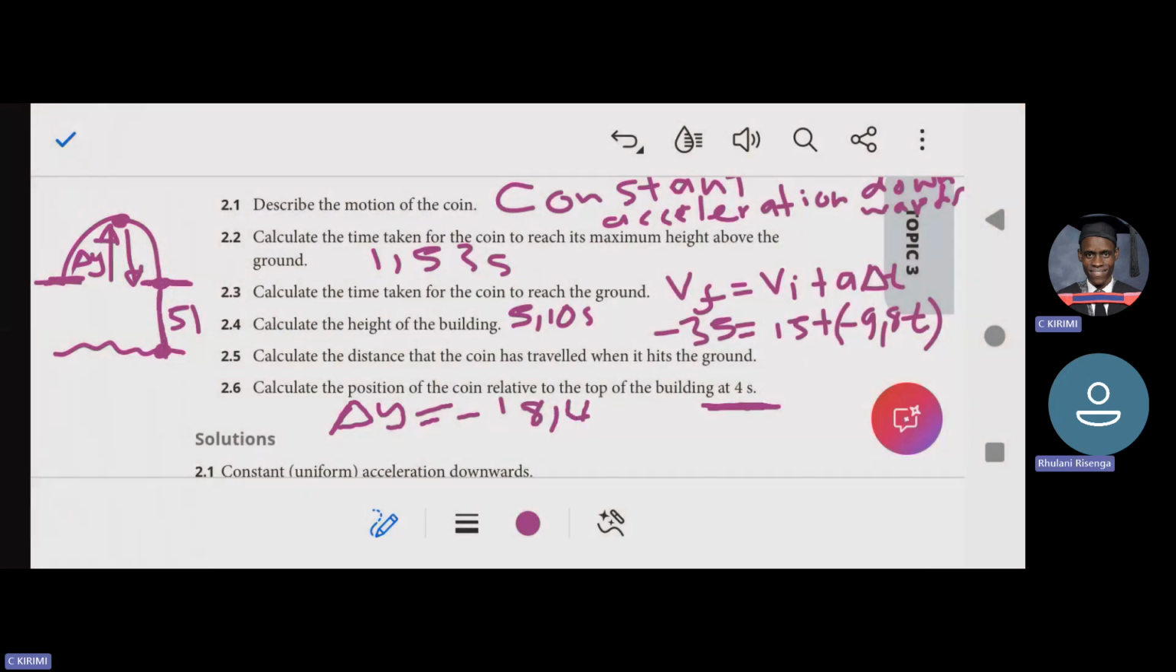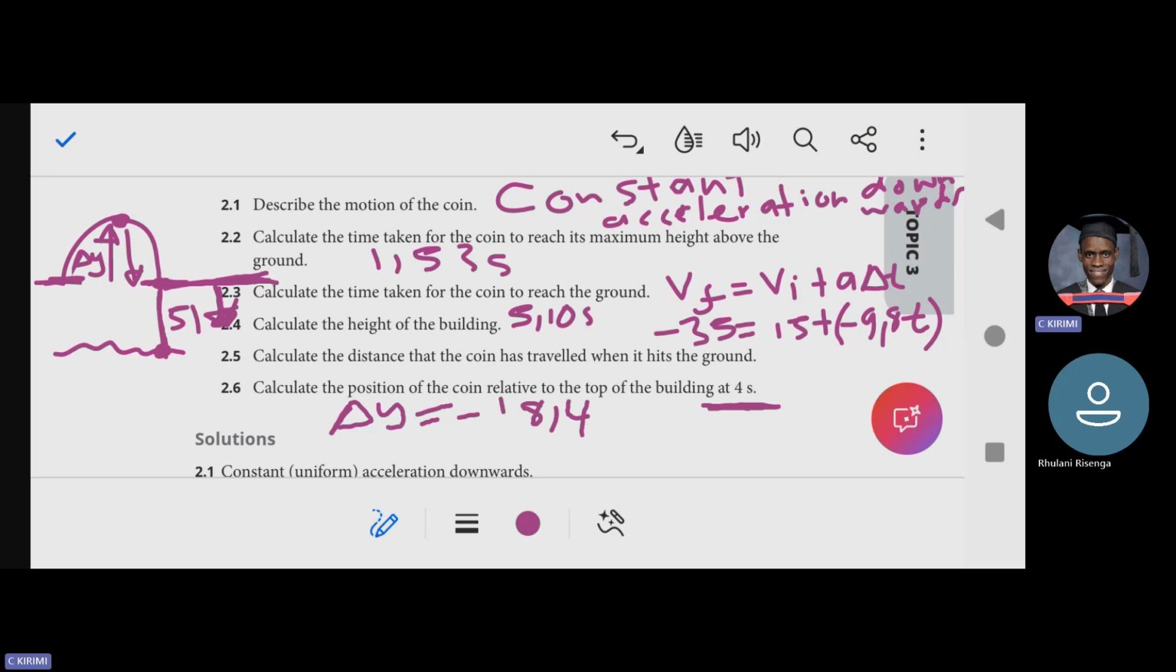What do you say? 18.4 meters below the building. Top of the building. So it's 18.4 meters somewhere here. This is the top of the building. So the ball will be somewhere there, below. It's going down. Not above the ground, but below.